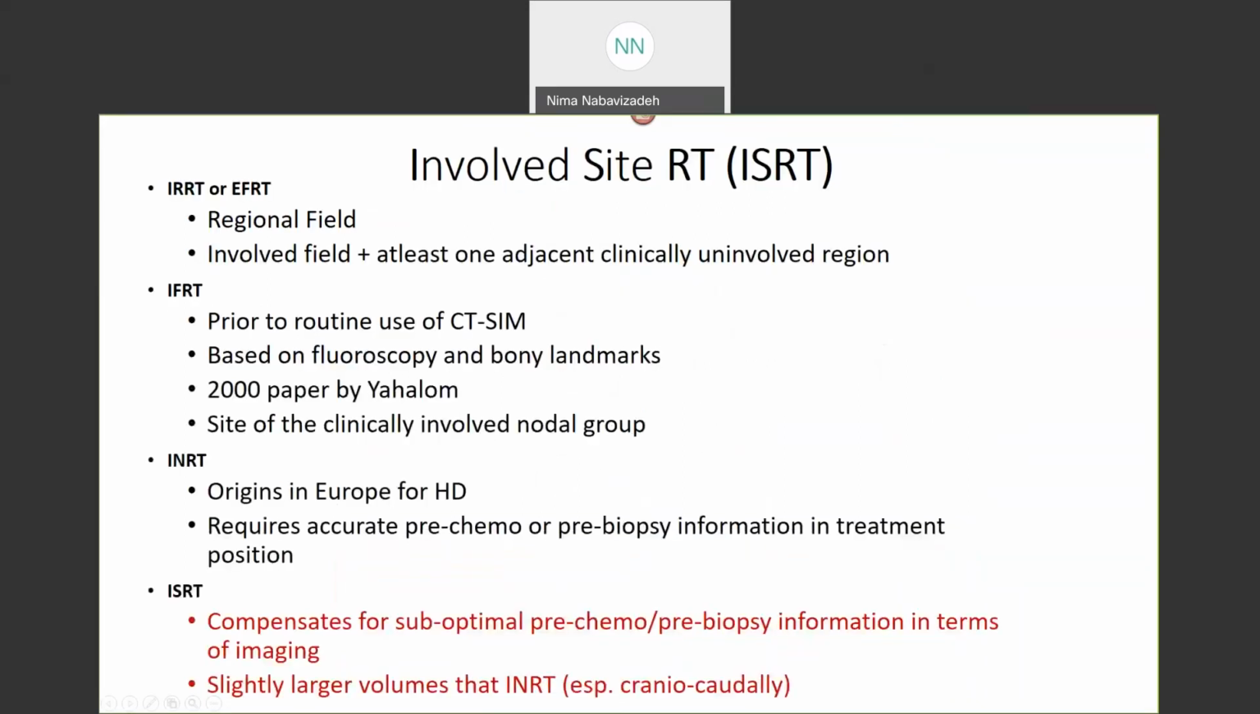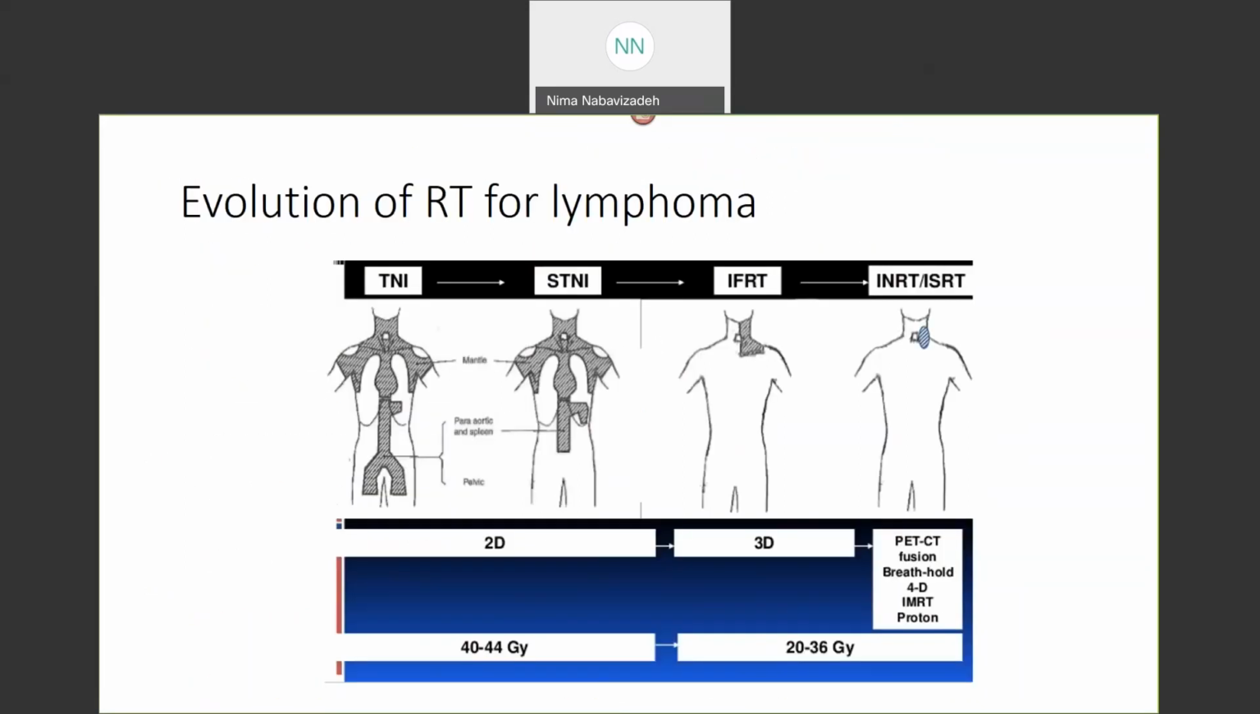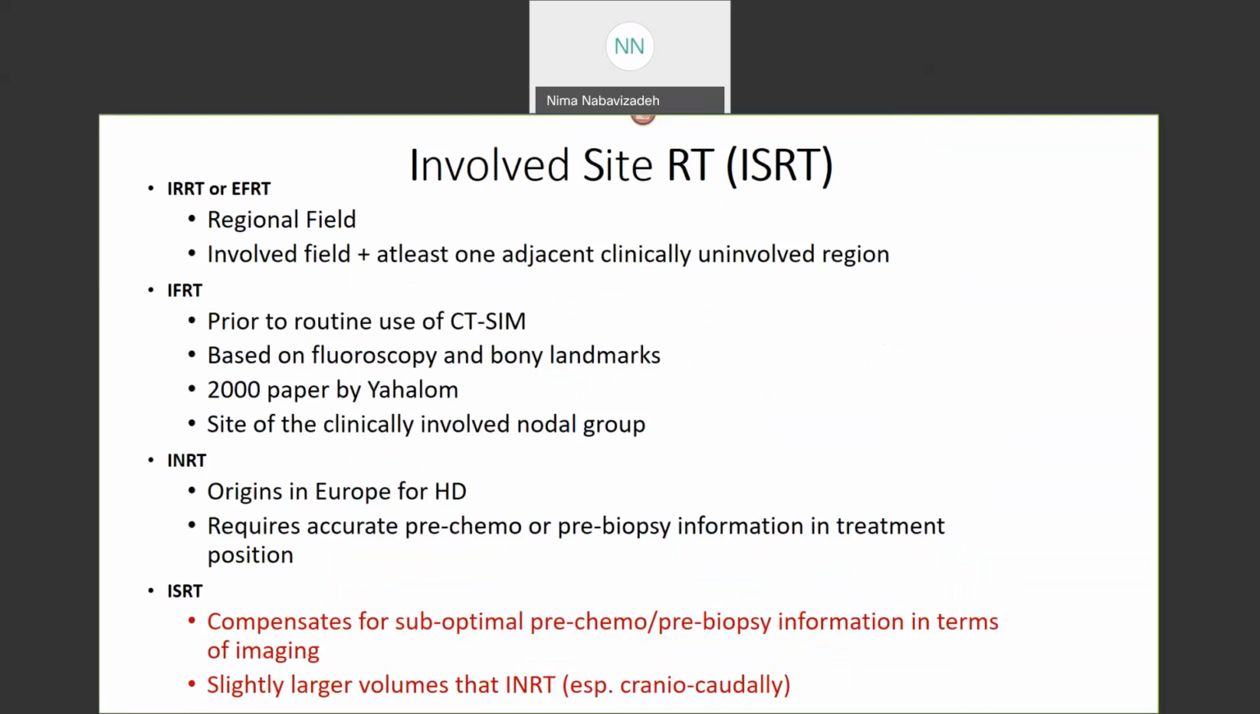Obviously, this is a radiation of much more tissue, and we've kind of whittled away at that to this concept of involved site radiation therapy. And for involved site radiation therapy, we take into account pre-chemo and post-chemo information and treat the region that was initially involved with an added safety margin.